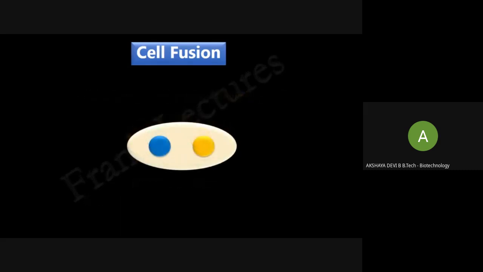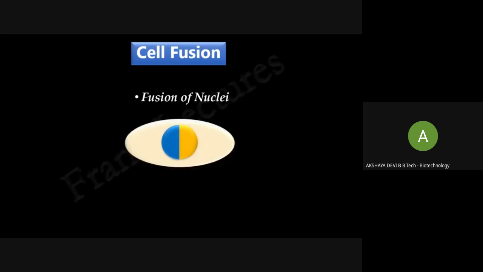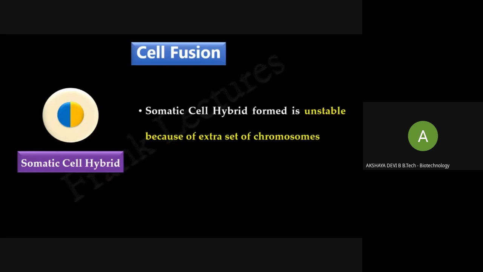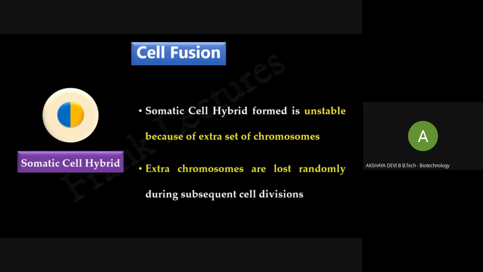In the next step, this heterokaryon undergoes cell division, and the two nuclei also fuse. The resulting cell now contains a single large nucleus having two sets of chromosomes. This cell is known as a somatic cell hybrid. Somatic cell hybrid is unstable because of the presence of the extra set of chromosomes acquired during fusion. These extra chromosomes are lost randomly during subsequent cell divisions until the cell returns to the normal diploid state of paired chromosomes.